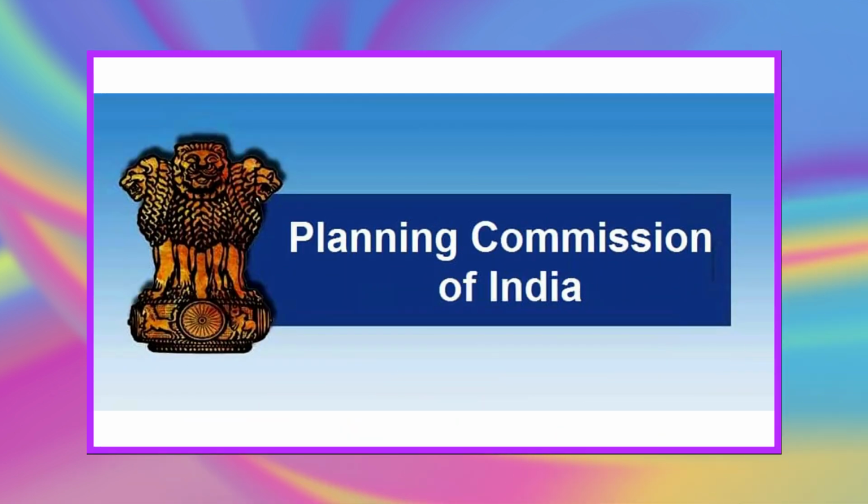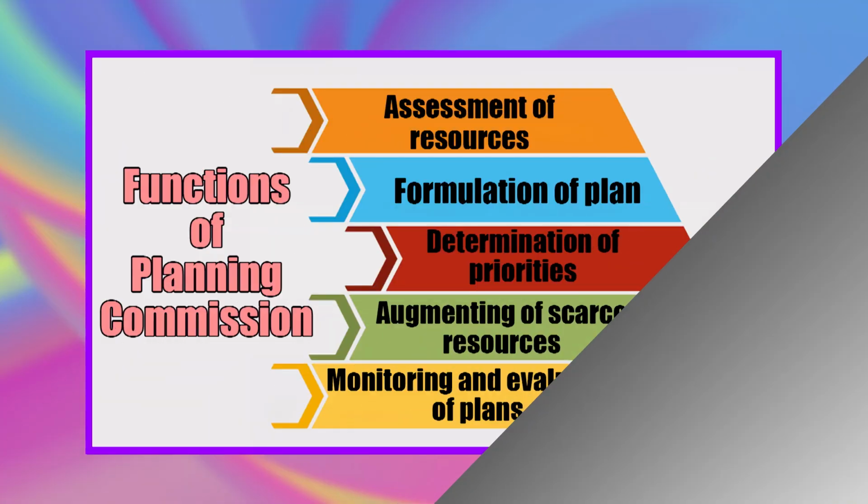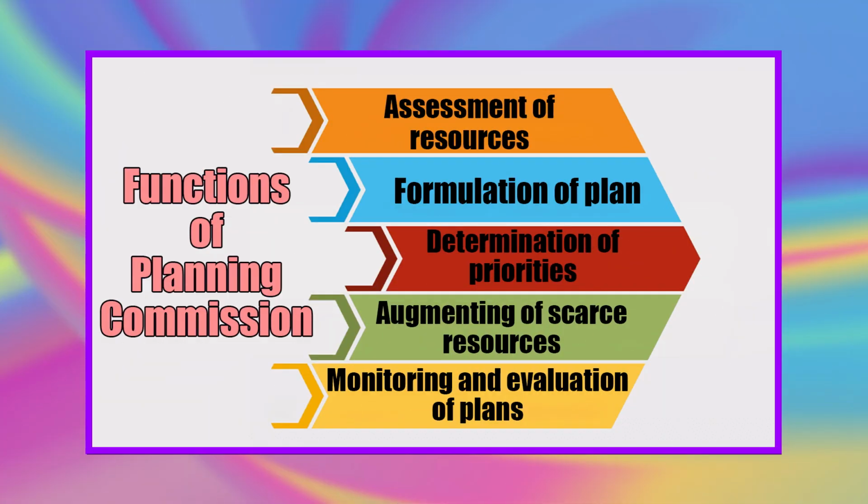The Planning Commission, being a composite organization, gives collective advice on its important matters. The Planning Commission performs a variety of functions covering the entire economy of the nation. The functions of the Planning Commission are assessment of resources, formulation of plan, determination of priorities, augmenting of scarce resources, monitoring and evaluation of plans.